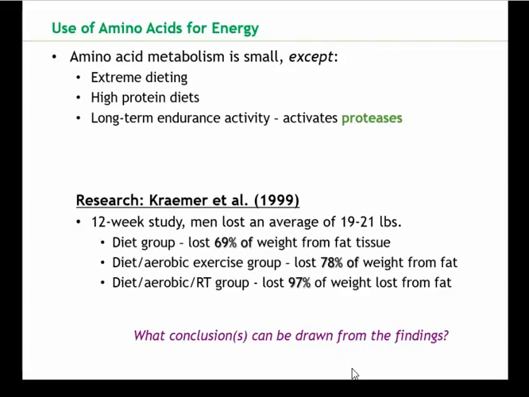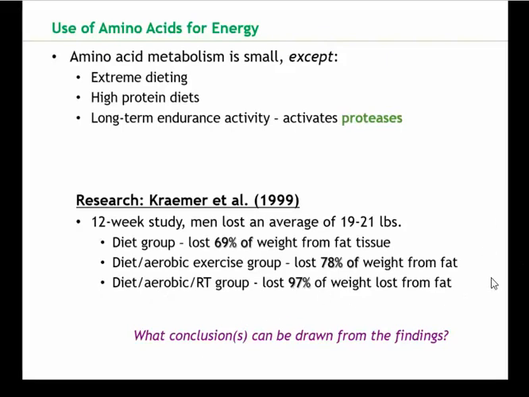Okay, so it's a 12-week study. The study was based on men, and they had 3 different groups. On average, all the men lost about 19 to 21 pounds, but it's different based on the group you were in. The diet group, the group of men who only dieted, lost 69% of their weight from fat tissue. The diet plus aerobic exercise group lost 78% of weight from fat. And the diet, aerobic, and resistance training group lost 97% of their weight from fat tissue.